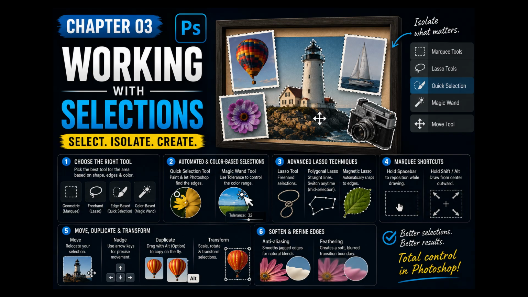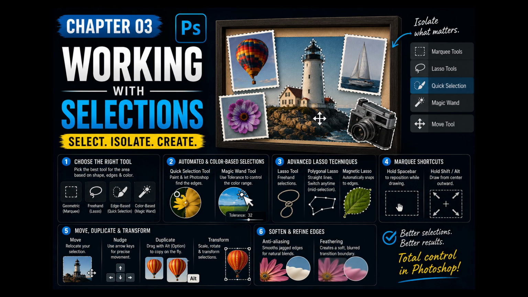Oh, and this category also houses the single row and single column marquee tools, which select exactly one horizontal or vertical line of pixels stretching infinitely across the canvas, right? Exactly. Those always seem so incredibly niche to me, until I realized how vital they are for web design or creating structural grid lines.